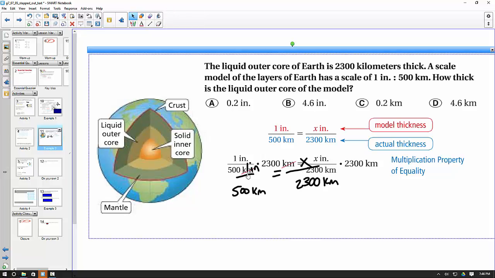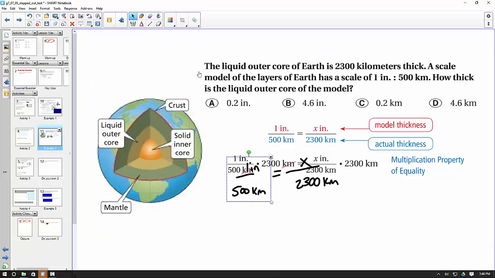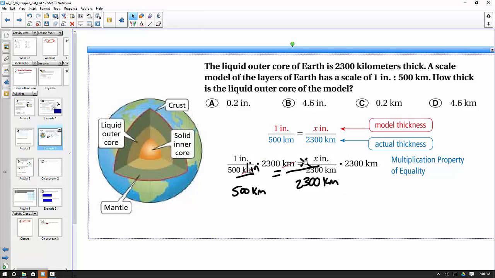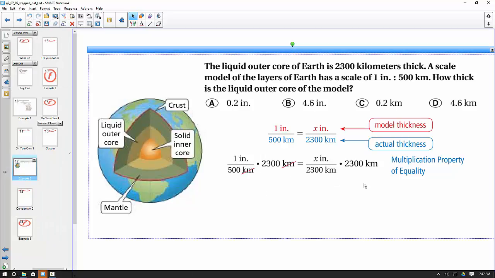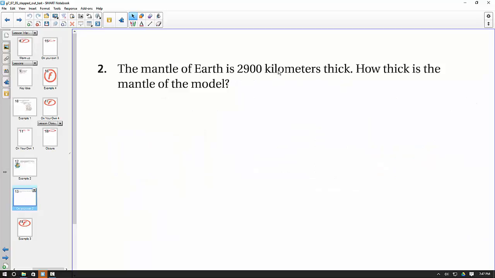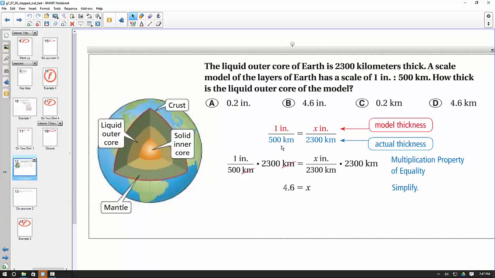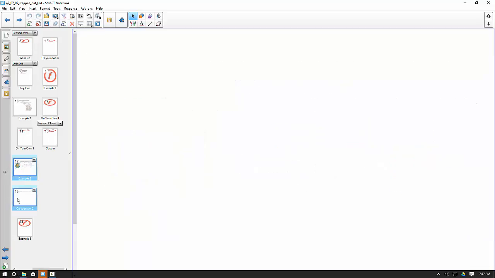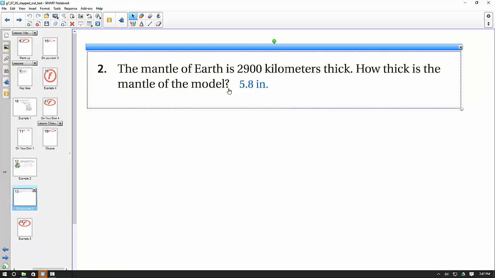Sorry, I didn't mean to make it go over there. Well, in any case, when I do this, I'll have 500x equals 2,300. And when I do that, I'll end up getting 4.6 when I start dividing. And that's the answer, so it would be letter B. And it's really just setting things up in the proper place, right? Now it says that it's 2,900, so I do the same thing I did before, where I put down 1 over 500. I put x over 29. And when I solve it, I should get 5.8.